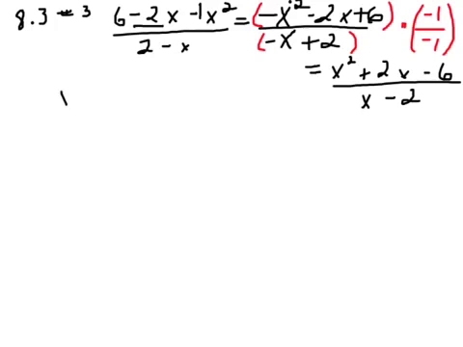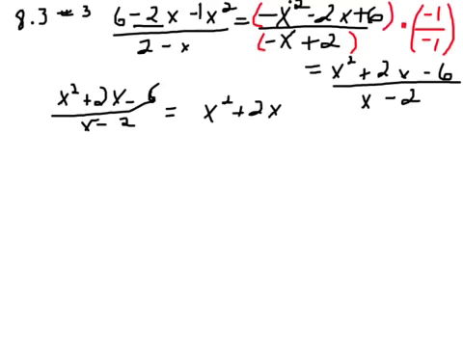I'm going to write down x squared. Remember, it's the top divided by the bottom. A lot of people still get confused about that, I know. And I don't know why I did that. What I meant to do was write it like this. It's x squared plus 2x minus 6 divided by x minus 2.